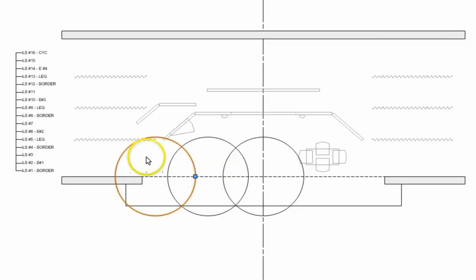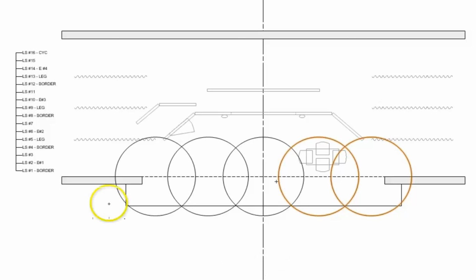So we have the first area, the second area, the third area. Now what I can do is mirror it over. I'm going to select this one and go to our mirror command, and here we have our first row of lighting areas.